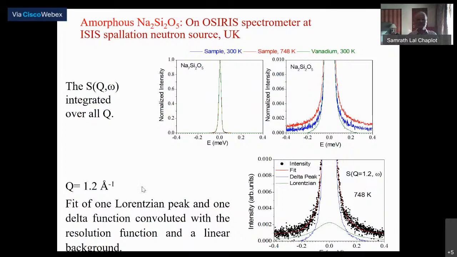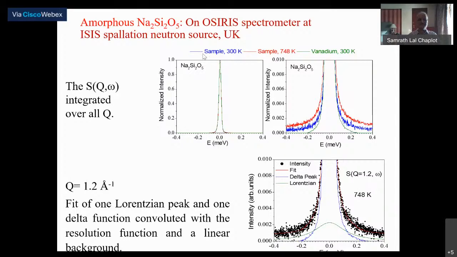These are neutron scattering data taken at the spallation neutron source in the United Kingdom, which has a resolution of 27 microelectron volts. This is compared to about 200 microelectron volts that we have at the Dhruva reactor. This is a high resolution spectrometer. In fact, other spectrometers at the Oak Ridge National Labs have even better resolutions. So even at this resolution, we have seen diffusion.